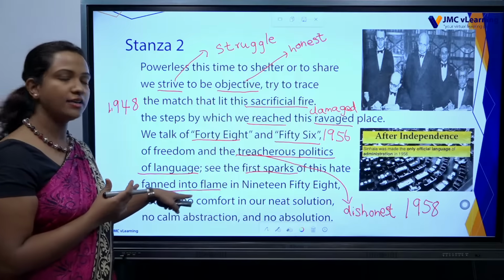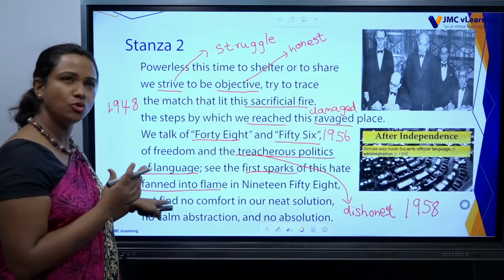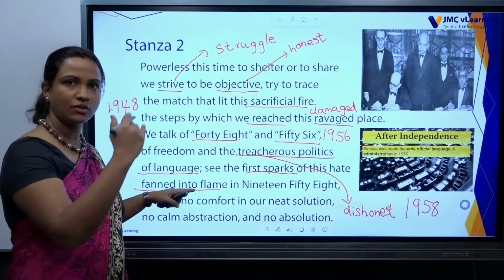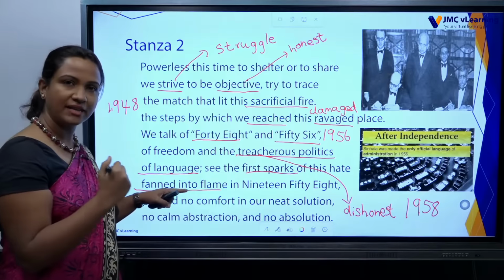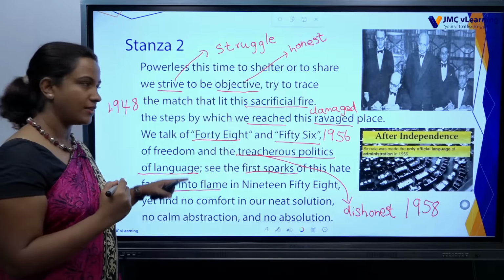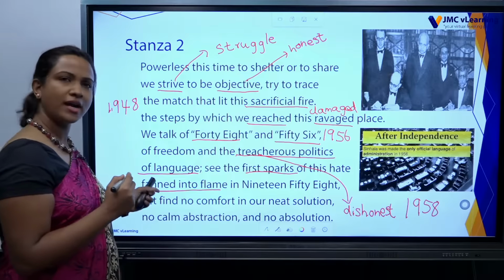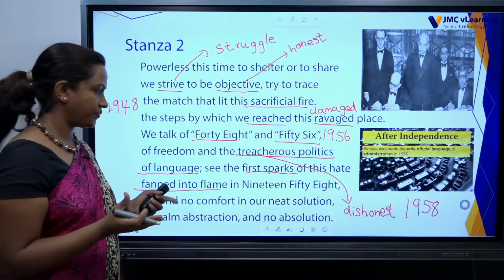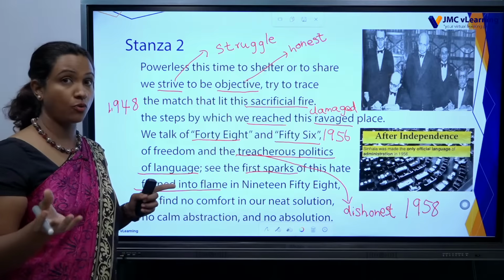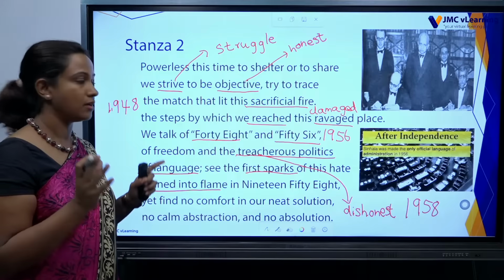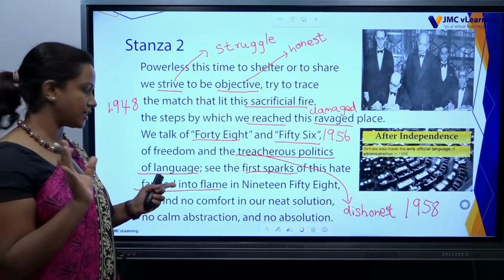Yet find no comfort. There is no comfort in this neat solution. We thought that we would find a better solution with the steps involved in these particular years. But do you find any neat solution, any sort of great solution for our Sri Lankans, not only the Sri Lankans, all the ethnic groups? Not at all, no solution at all.